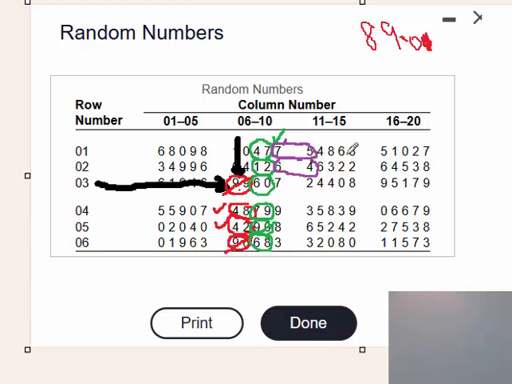I forget how many people you needed in the sample, but that's it. Or you would keep going if you need more people, but that's how we get the random numbers of the people who are going to be in our random sample.